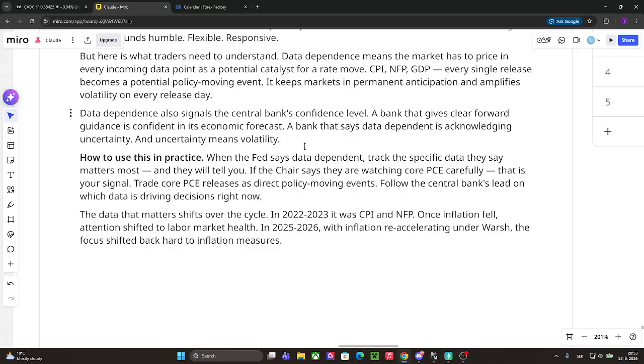How to use this in practice? When the Fed says data dependent, track the specific data they say matters most, and they will tell you. If the chair says they are watching core PCE carefully, that is your signal. Trade core PCE releases as direct policy moving events. Follow the central bank's lead on which data is driving decisions right now.